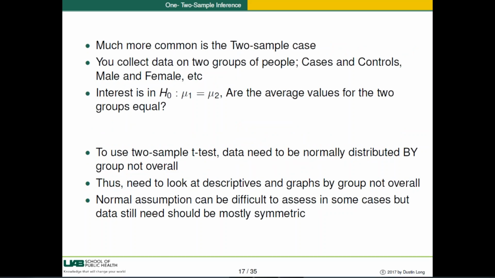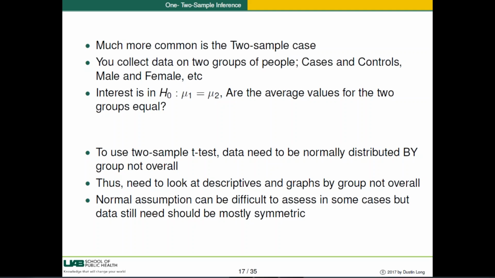Not. What's much more common is a two-sample test. So you're going to compare two groups instead of just one group itself. You collect data on two groups of people, independent groups of people, I should be clear. This is the independent sample. So, for instance, you may have cases and controls, or males and females, or above age 40, below age 40 patients, something like that. And the interest is testing if the population means are different between those two groups.